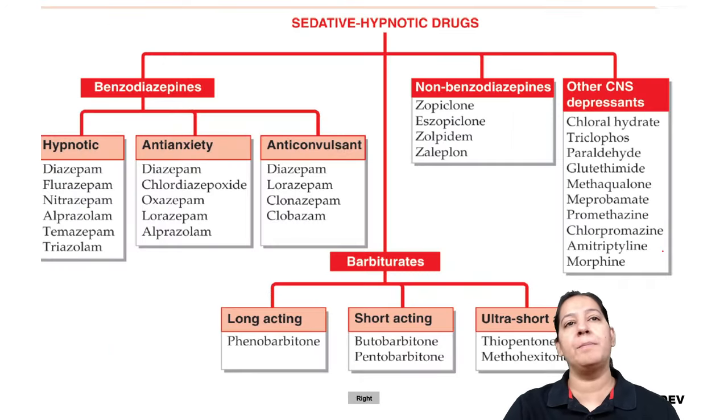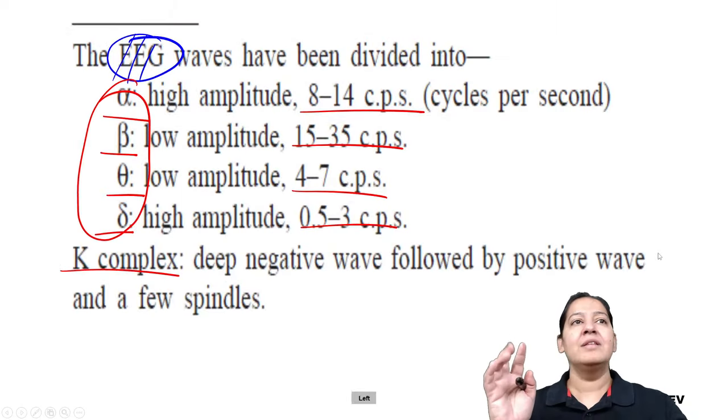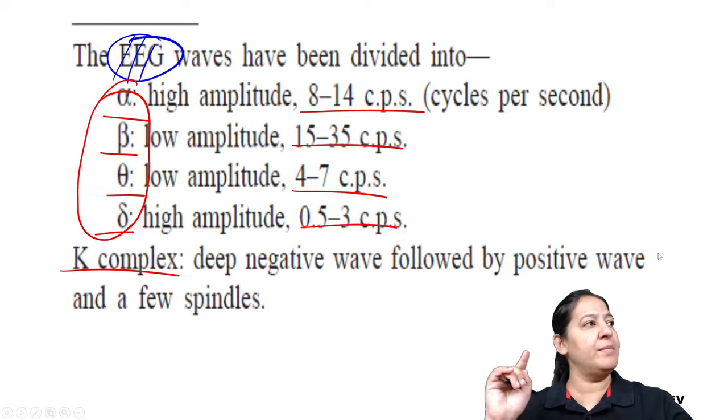Give me a thumbs up if you got the basics. Give me a thumbs up. So this is the summary. These are the basics. And in them, there are alpha, beta, delta, theta and K complexes. Everyone give me a thumbs up. Am I visible, audible?